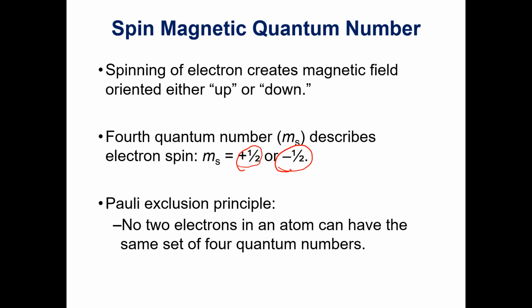The Pauli exclusion principle tells us that no 2 electrons in an atom can have the same set of 4 quantum numbers. So you can have 2 electrons that have the same value for n, the same value for l, and the same value for m sub l, but they would have to have different values for m sub s, because all 4 of the quantum numbers cannot be the same.